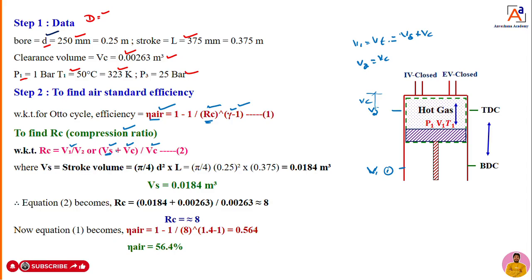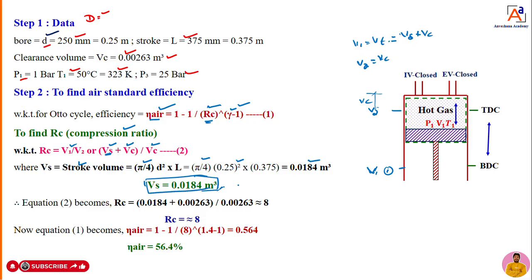We can calculate Vs with the help of a formula. What is that? Stroke volume or swept volume. We have an equation. Vs is equal to pi by 4 into d square into L. So that is equal to pi by 4, which is the constant, d is the bore diameter he has already given in meters, that is 0.25 squared, into the stroke length, that is 0.375. Do the simplification, you are going to get 0.0184 meter cube. That is the swept volume or stroke volume.